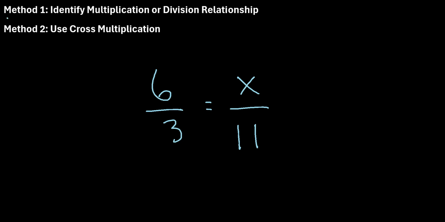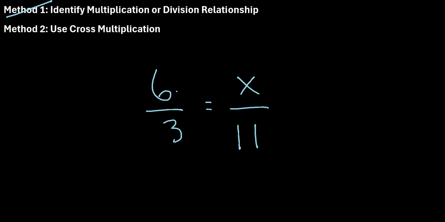So once again, we'll start with the first method. Can we identify a multiplication or division relationship? So since both of the denominators already exist right here, we'll look at the denominators. And we'll say, is there a number that we can multiply 3 by to get 11? No, there's not a whole number that we could multiply it by. So it looks like this first method is not going to work. So let's try the second method, cross multiplication.